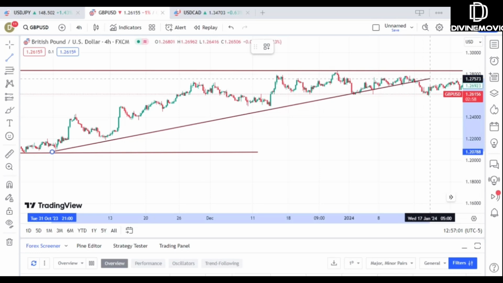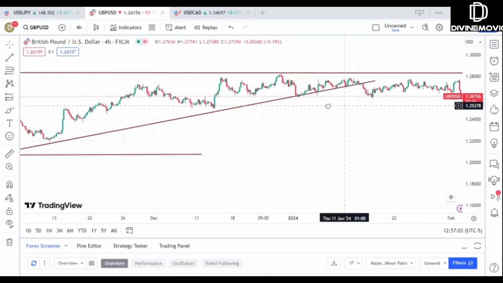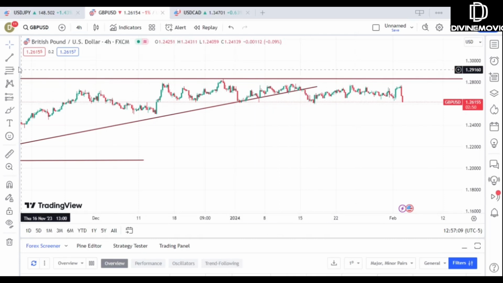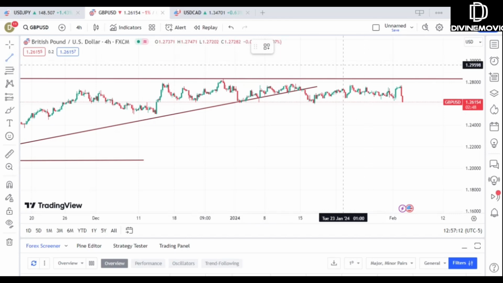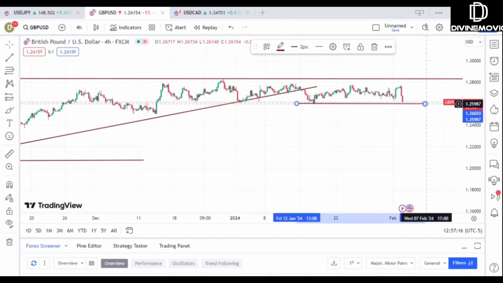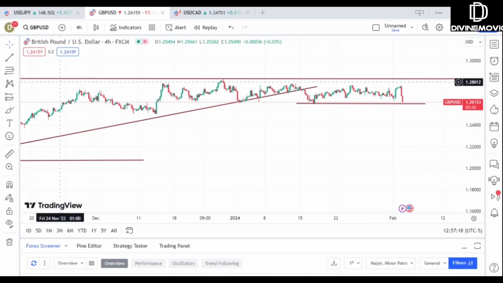And as you can clearly see, price broke below the trend. So we are going to pay attention to what's going on in this place, and what is going on in this place.